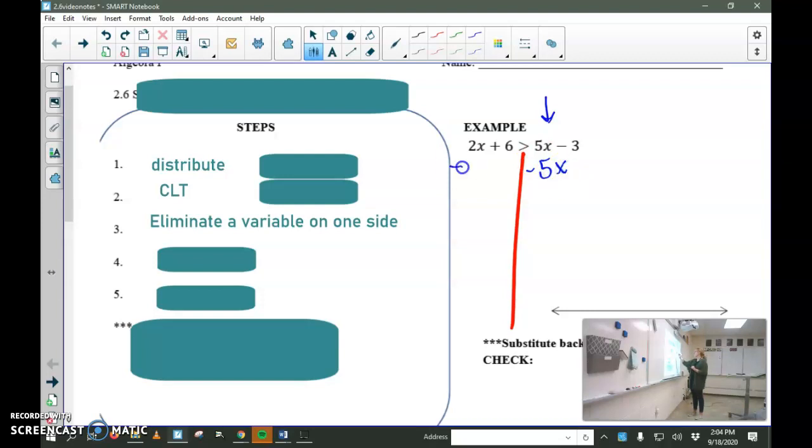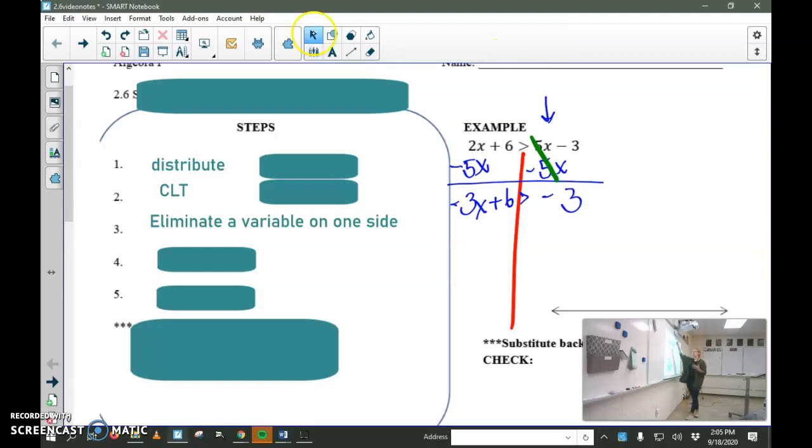So I'm going to get rid of it by doing the opposite and subtracting 5x. Okay, so 2x minus 5x is a negative 3x. I still have plus 6 greater than, well, 5x minus 5x is 0, and I'm left with this negative 3. Okay? Now look, I have an equation, or an inequality in this case, that I should be comfortable solving.